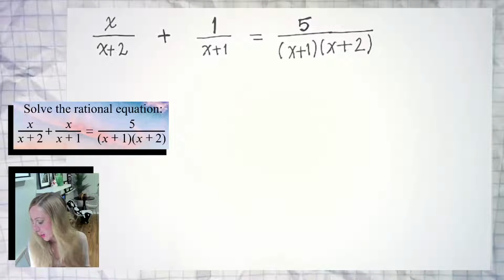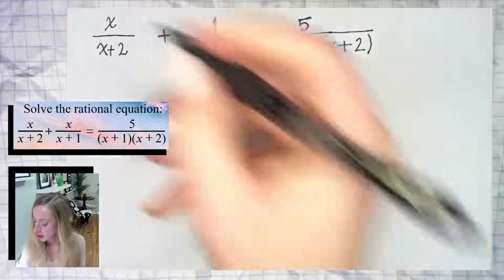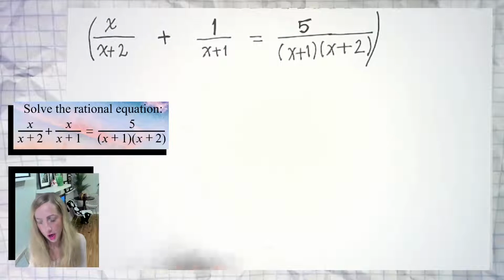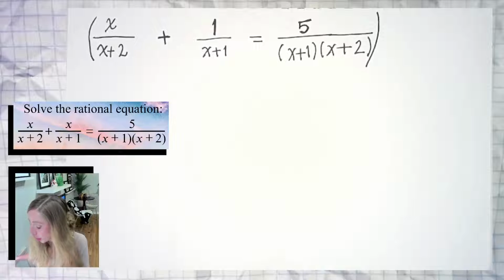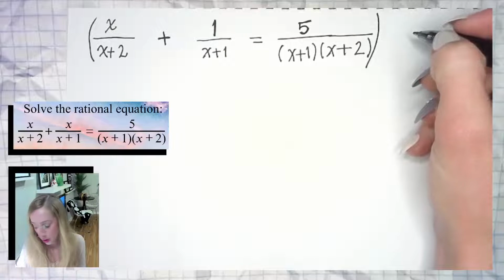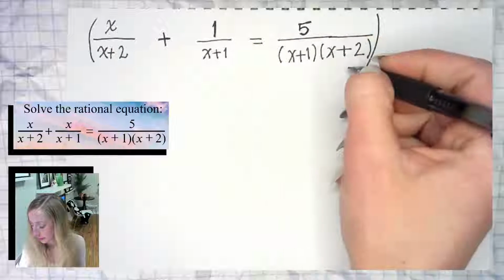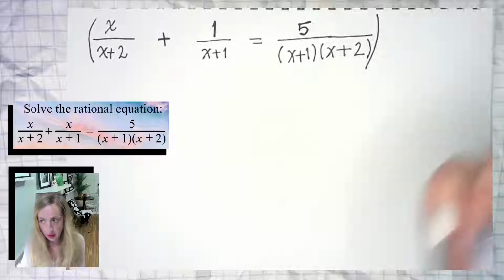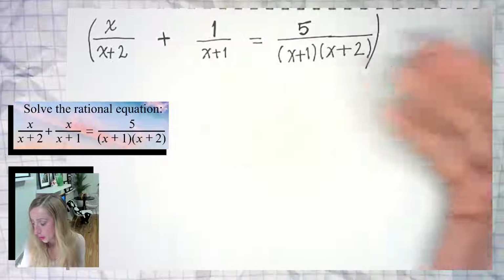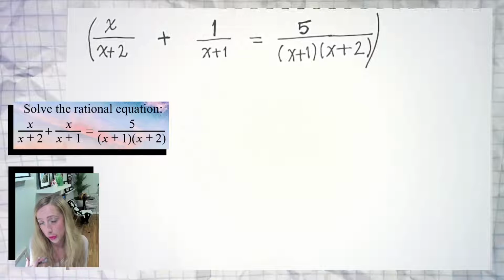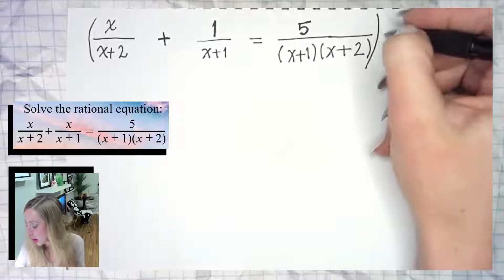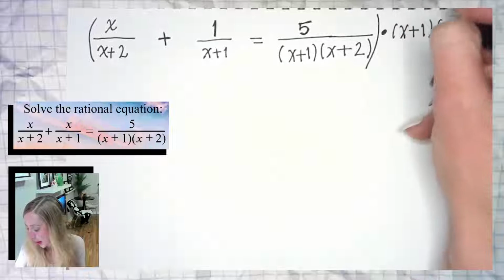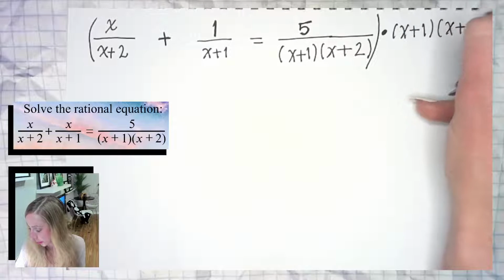Here in this example, we are solving a rational equation. Step 1, recognize that it's a rational equation. Check. Step 2, factor all denominators. Check. Step 3, identify the least common denominator and then multiply the entire equation completely through by the least common denominator. Well, the least common denominator here would be x plus 1 times x plus 2.